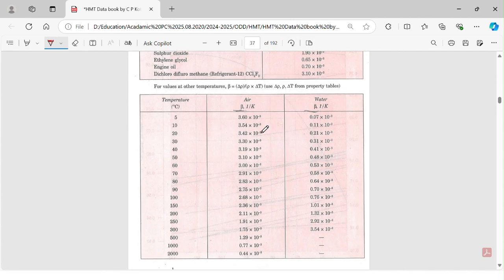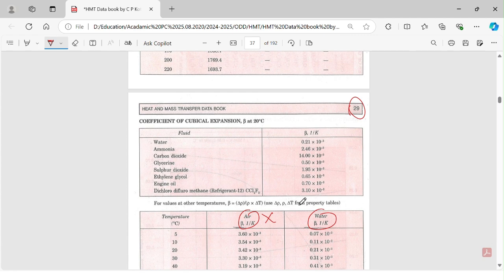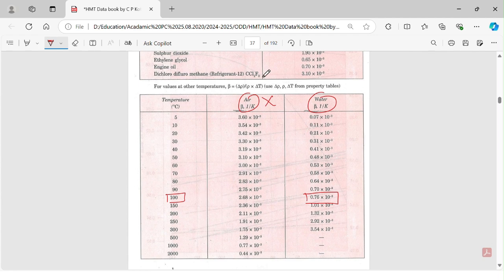For 100 degrees Celsius, we do not require air. We need water. So at 100 degrees Celsius, the beta value is equal to 0.76 into 10 to the power of minus 3. So carefully note the beta value and the property value, and we write it in the equation.